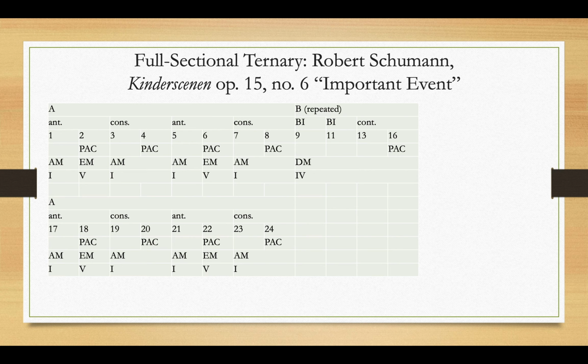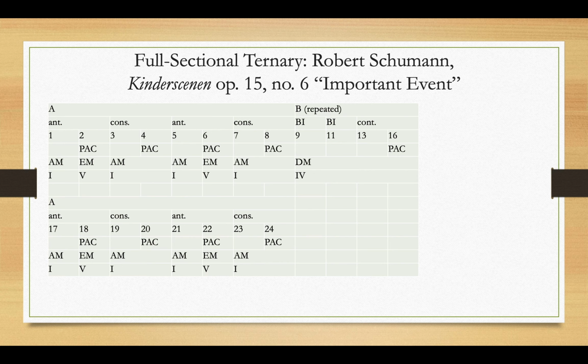The Roman numerals that you see in this form diagram, like in most form diagrams, represent key relationships, not local chords. So when you see a Roman numeral 5, for example, that means that that passage is in the dominant key, not that it is on a dominant chord.